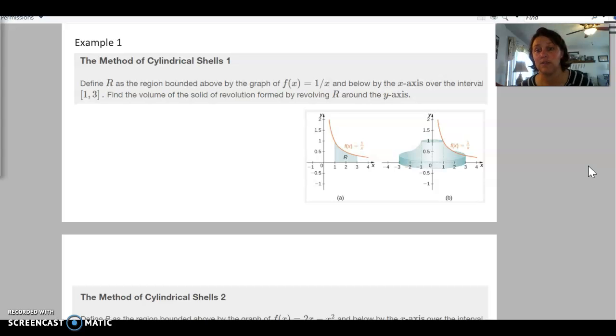So that's our limits of integration. And then you can see in here from 1 to 3 is where we're defined from, and that's on our x-axis. So find the volume of the solid of revolution formed by revolving R around the y-axis. Okay, so let's start off with just rewriting what that equation is.